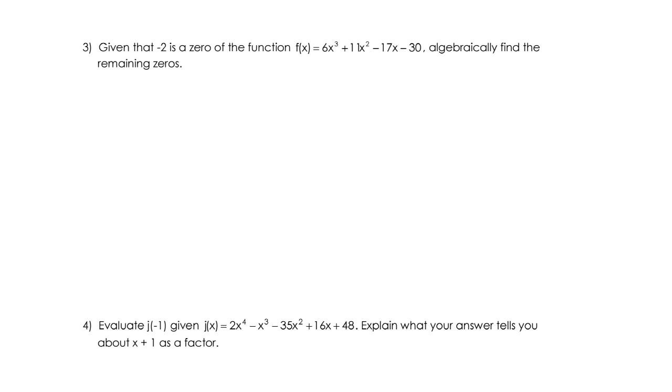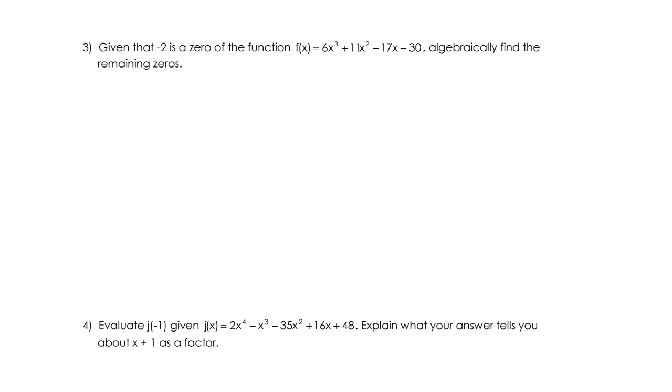All right, case number 3 on the back side of day 5 notes. Okay, day 6 notes, excuse me. And it says, given that -2 is a zero of the function, and we have this polynomial, algebraically find the remaining zeros. So again, if you tried to factor this polynomial, you would not be able to factor it.